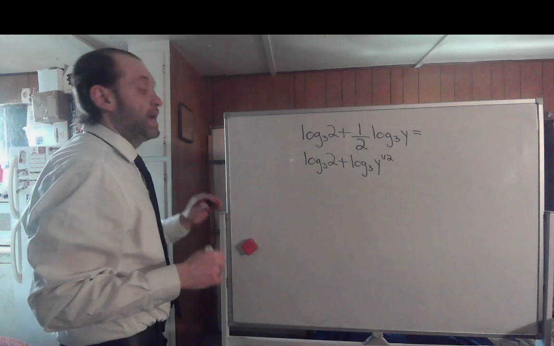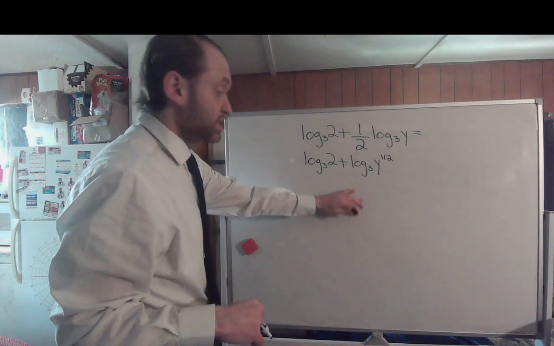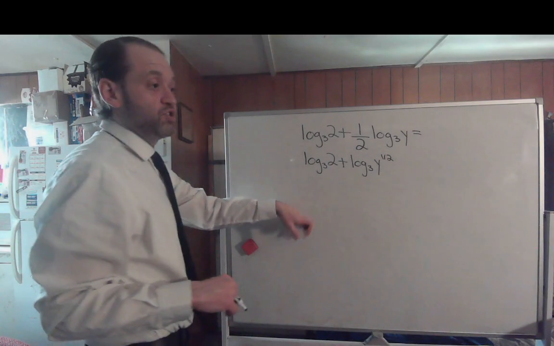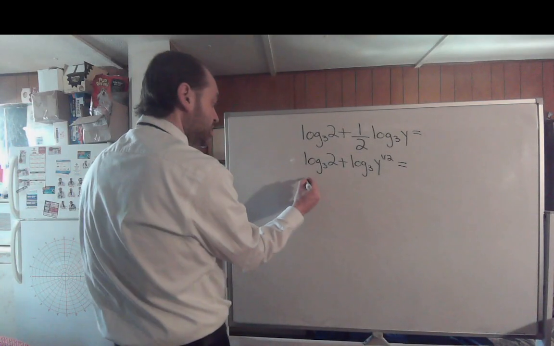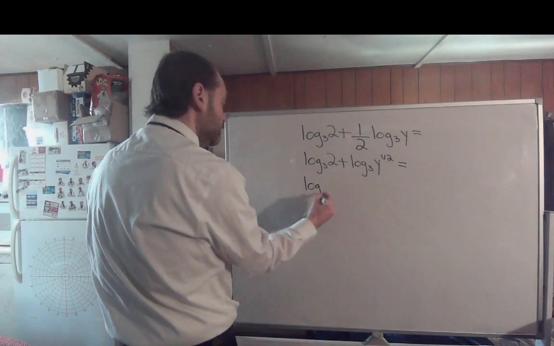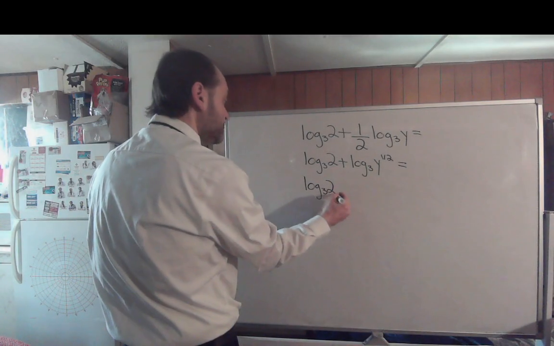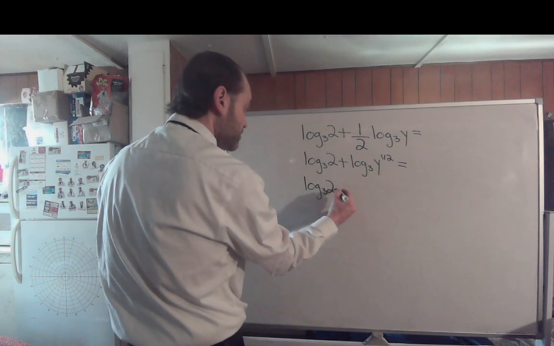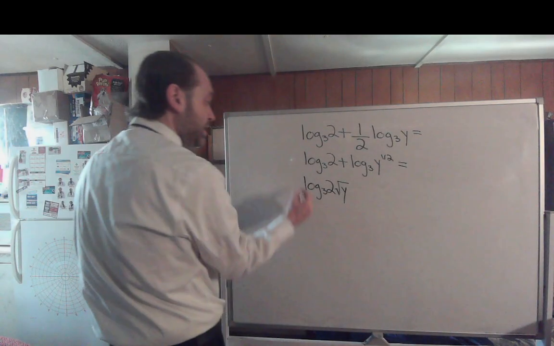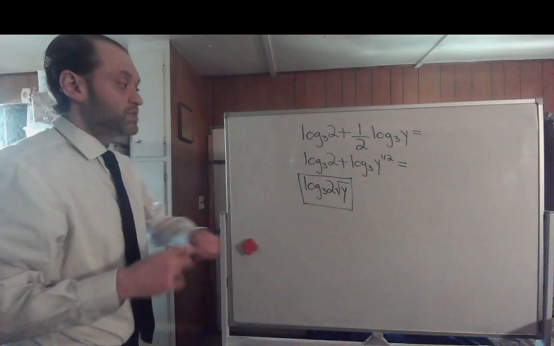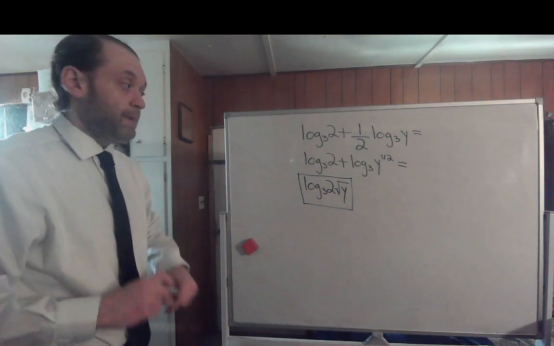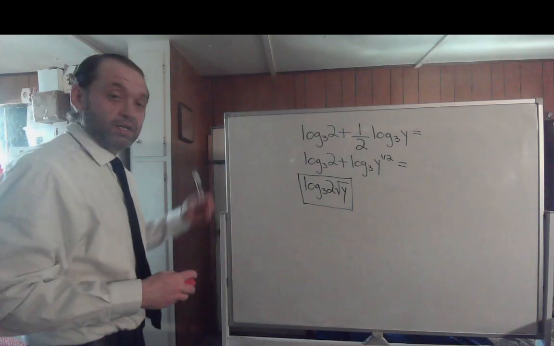Now we have a product of logs. Since you have the sum of two logs of the same base, this would just turn into a product. So this would turn into the log base 3 of 2 times y to the 1/2, which is really just the square root of y. So this will turn into log base 3 of 2 times the square root of y. That's what you would end up getting in the end.